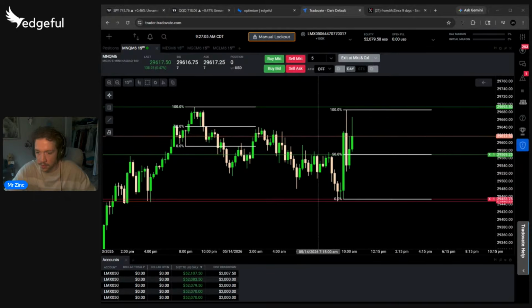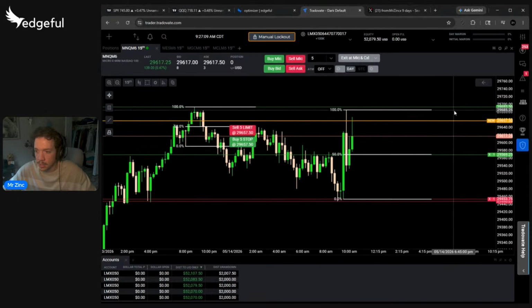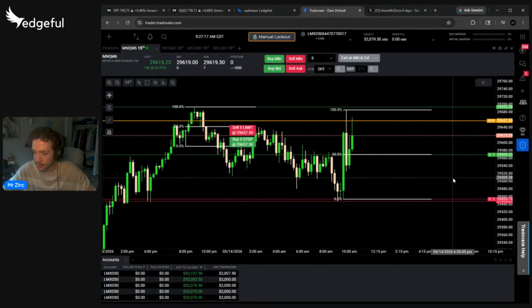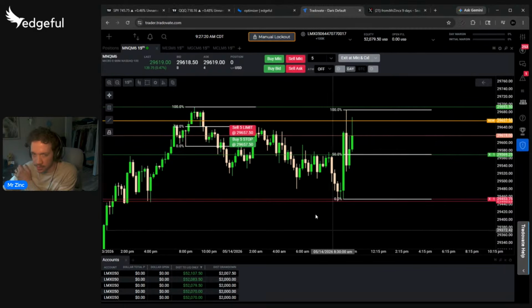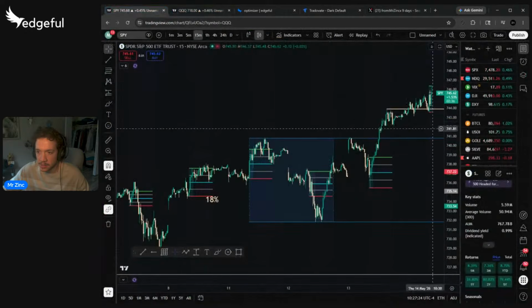$29,569. Full TP is up to 29,685, so 120-ish points. So a $240 risk reward on this trade. Just under 240, like 235. We have 3 minutes until the IB set.